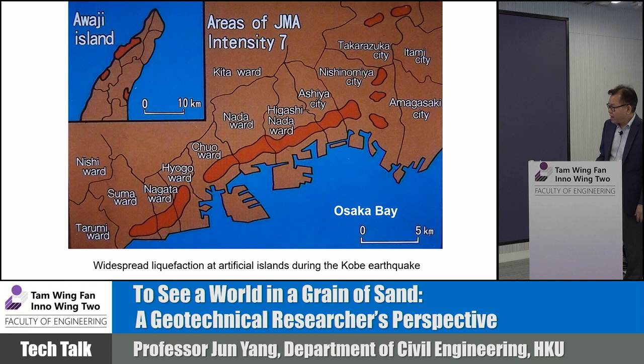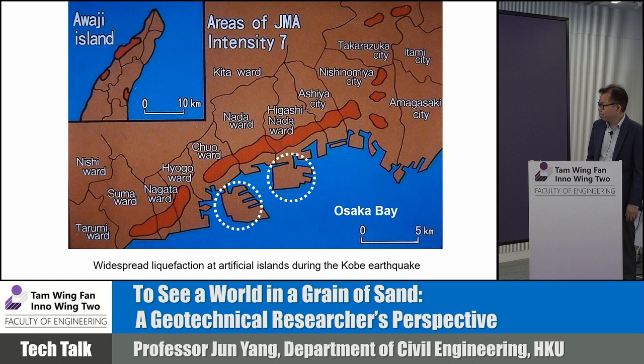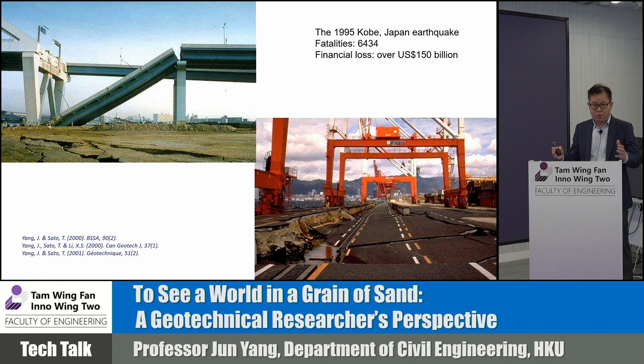Here I'd like to give you an example of Kobe, Japan. During the 1995 Kobe earthquake, widespread liquefaction occurred at artificial islands. We have two artificial islands here along the coast of Kobe city. The liquefaction caused a large deformation of the ground, which led to severe damage to the various facilities, as you can see on the island.